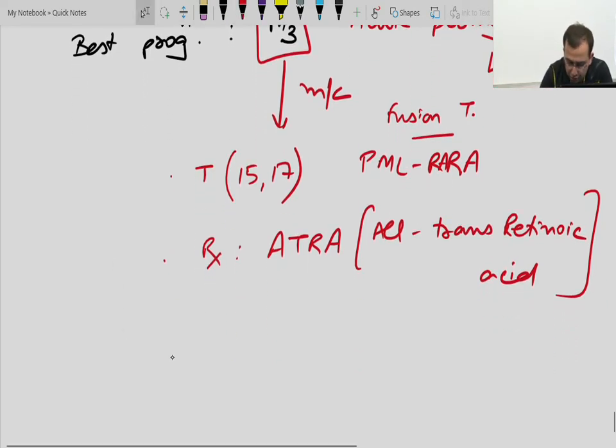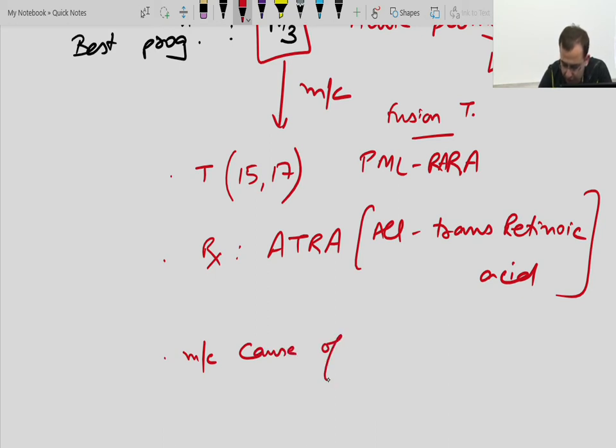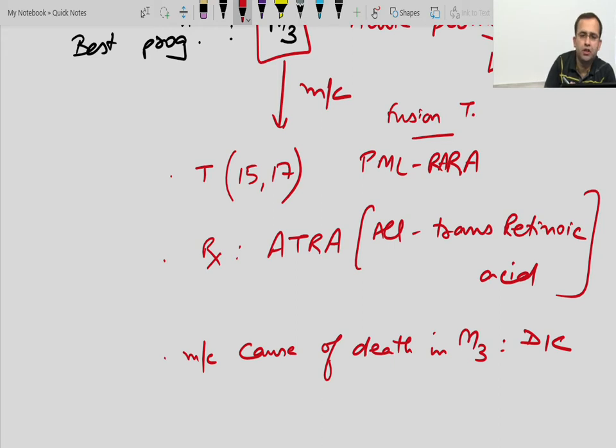Next point, the most common cause of death in M3 is DIC, disseminated intravascular coagulation. So I can rephrase this as: DIC is most common with which AML? M3.